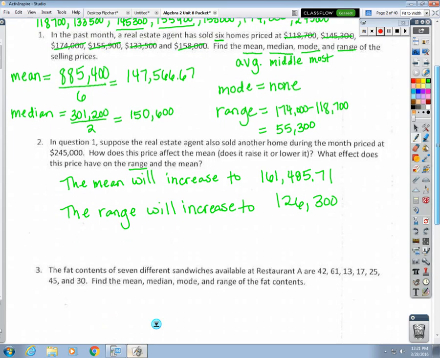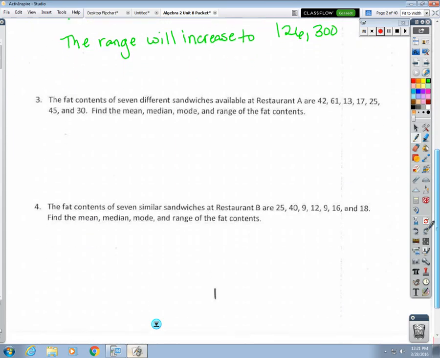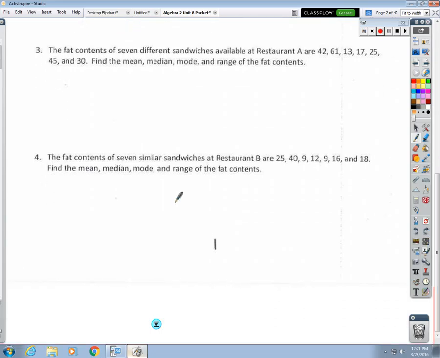Okay, number 3. The fat content of 7 different sandwiches available at restaurant A are 42 grams of fat, 61 grams of fat, 13, 17, 25, 45, and 30. We're going to find the measures of central tendency for this problem.